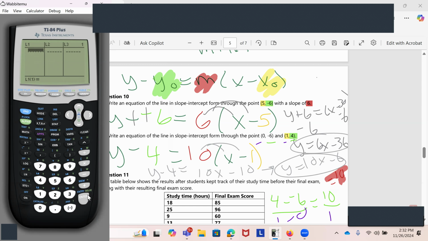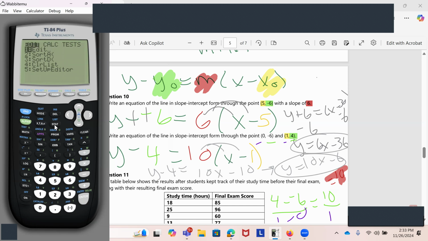So we typed the two X values in as the first list. The first one was 0, and the second X value was 1. So it's not as many as we usually do, not as many as we'll have in number 11. And then I typed the Y values in. So with the 0, we had a negative 6, and with the 1, we had a 4. It's not a very big list, but it'll still work.